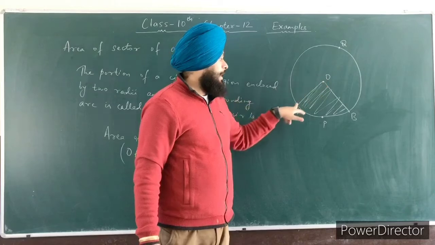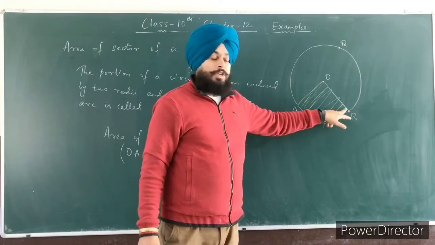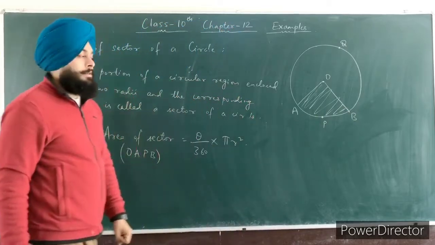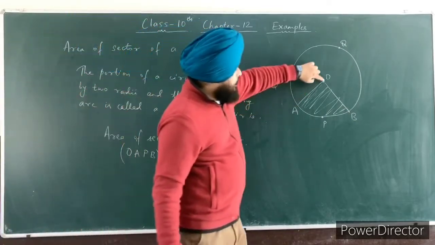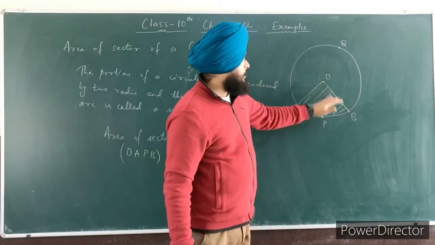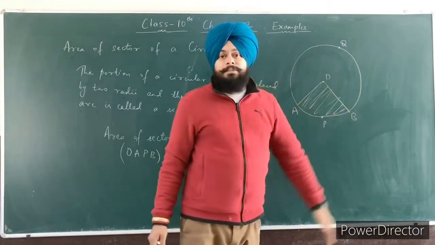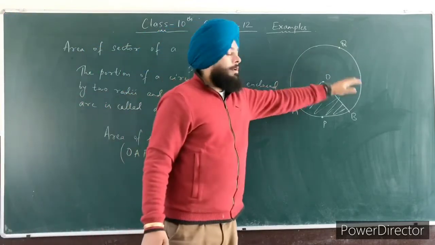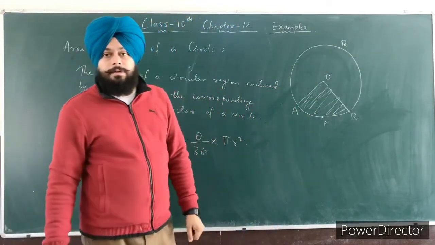So you can see here, take this point P on arc AB. The shaded area OAPB is a minor sector, and another one, OAQB, on the opposite side of this minor sector, is the major sector. Or you can say the remaining area is called the major sector of this circle.